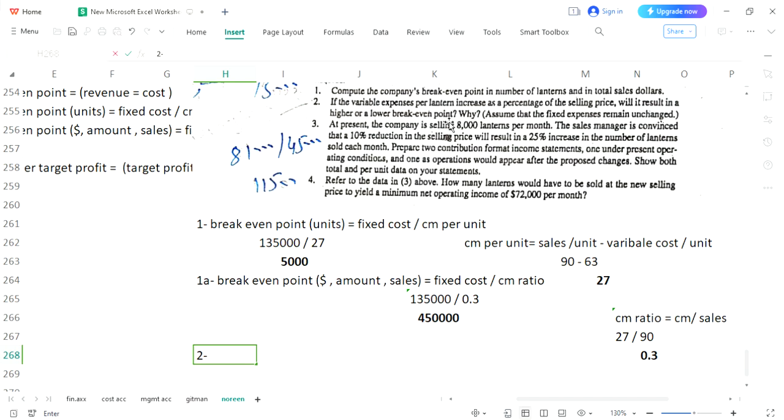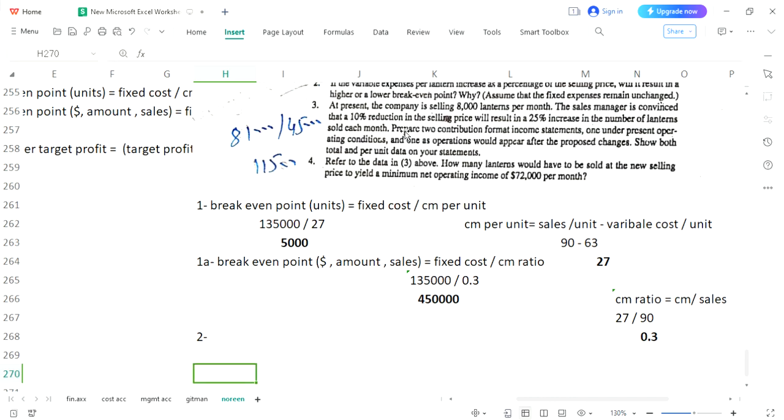If variable expense per lantern as a percentage of selling price increases, what will happen? So there is no amount, it's a theory, we can take it later on. But you know that due to a change in variable cost, your break-even point is disturbed. Due to a change in sales, yes, your break-even point is disturbed. But we will discuss this later on. Right now, we are going to the third point.